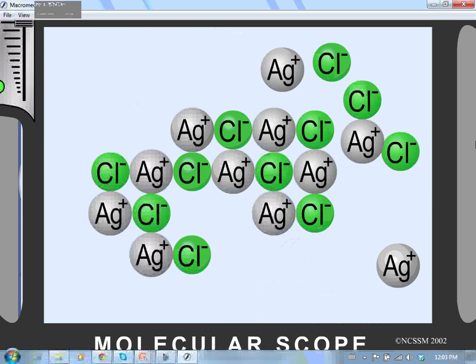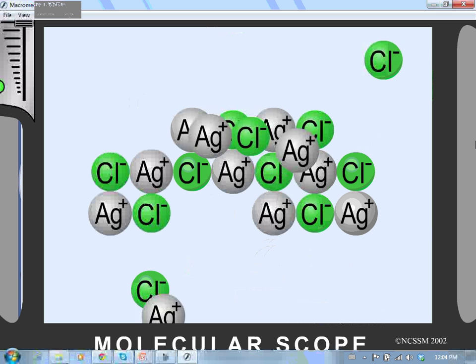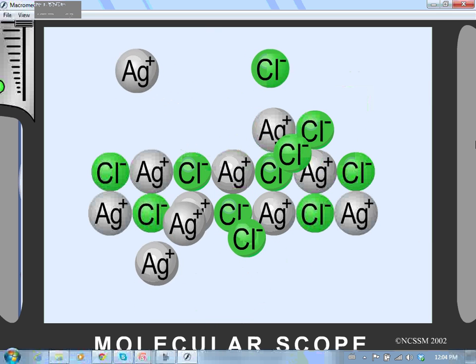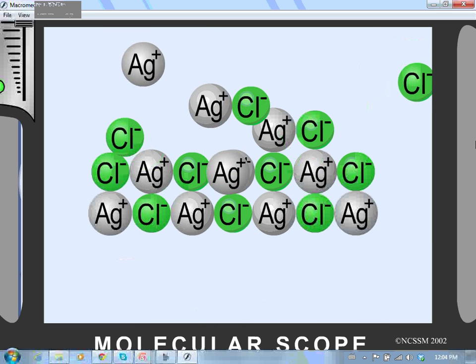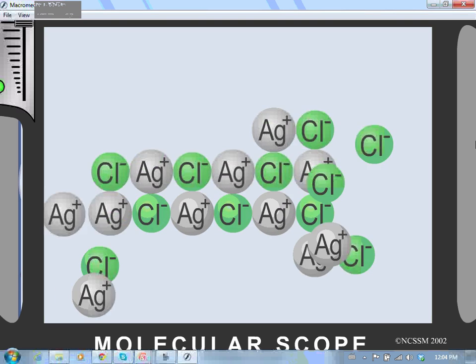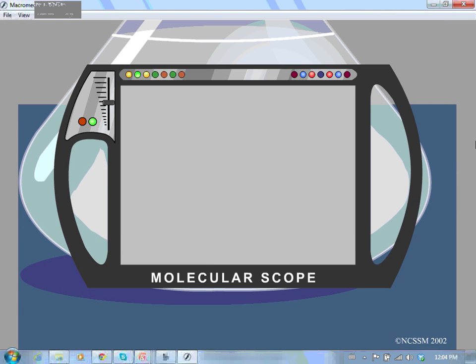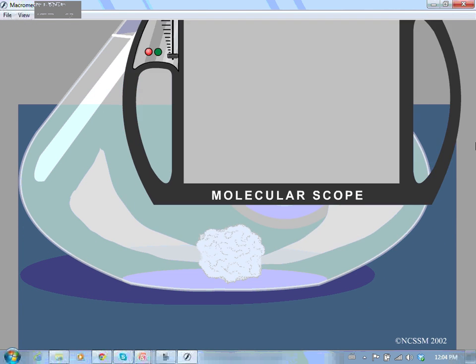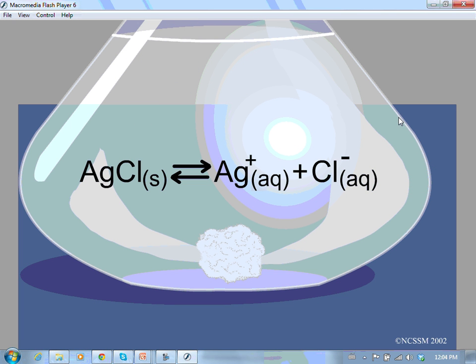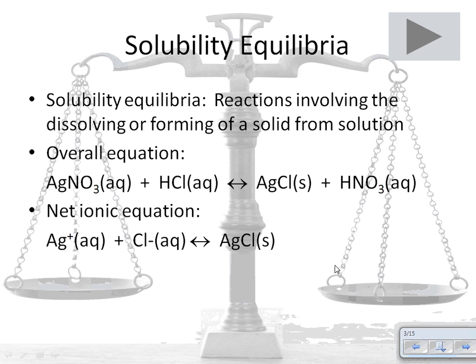So that's what's actually happening. It is still a solid technically because not all the ions will dissolve in water, not all the ions will separate. But a few ions will separate, and so we can calculate the concentrations of those ions. There's, again, our net ionic equation. Because we know it's reversible, it doesn't matter which way we write it, with the solid on the reactant side or the product side. That's how it works, and that's what we're going to look at in a little more detail today.